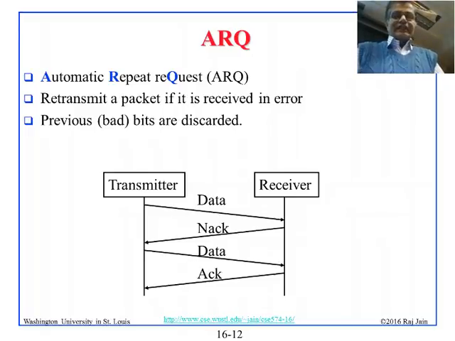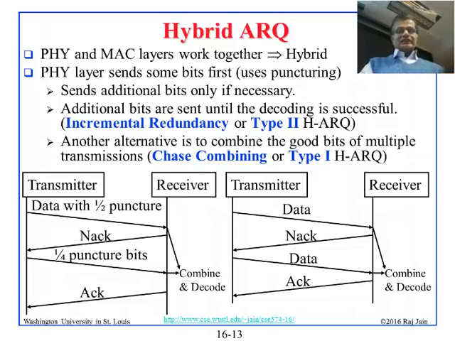All right. So what is wrong with this? What is wrong is that now the whole data has to be sent again, and the previous data is discarded. So somebody figured out that if we keep the previous bad bits and get the new bad bits, and combine them, we might be able to get good bits. Right? So that's what we do.